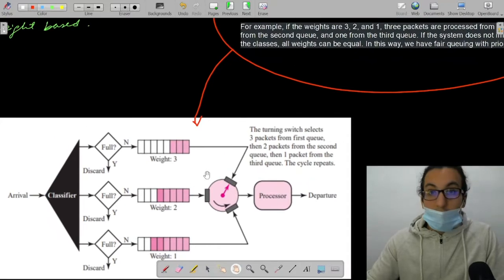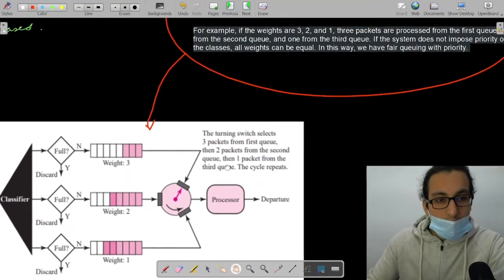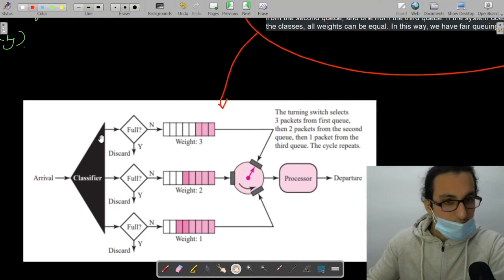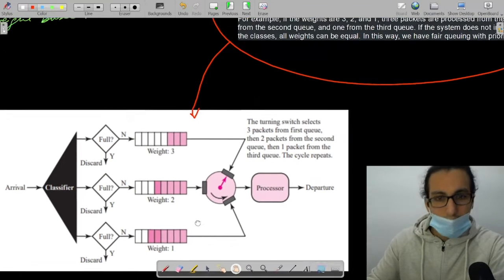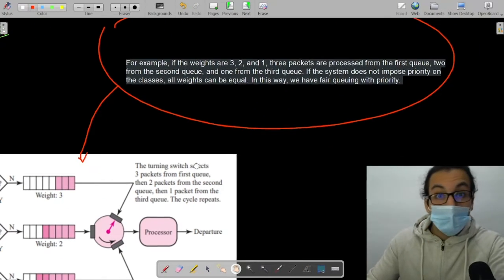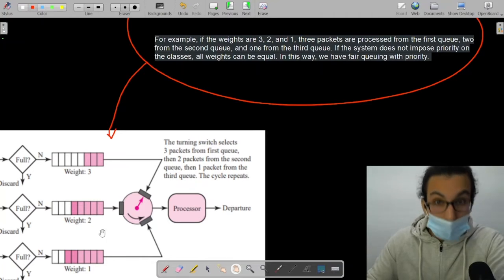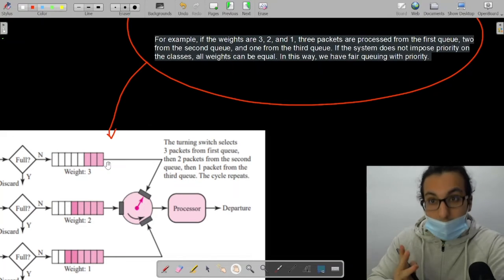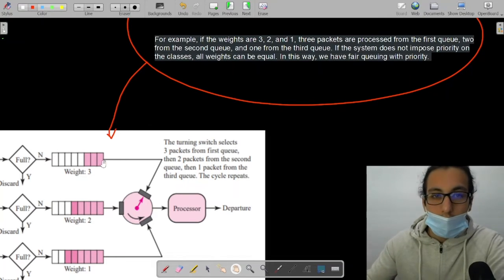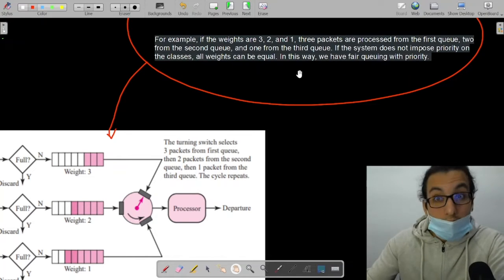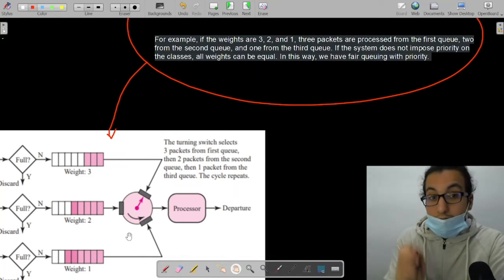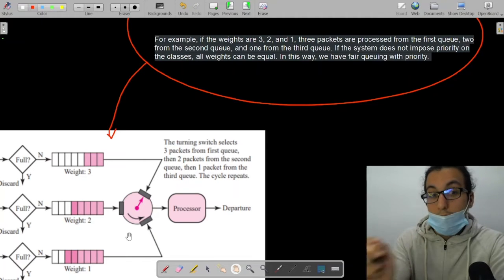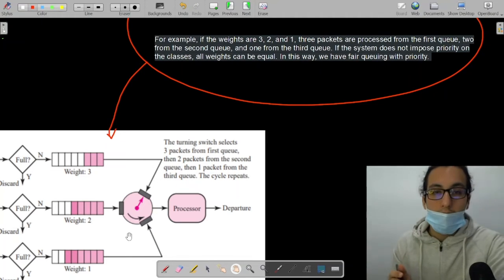And here what happens? So for example, this is the classifier. Packets arrive in the weight 3, 2, 1. So for example, if the weights are 3, 2 and 1, 3 packets are processed from the first queue at one time. Then 2 from the second, then 1 from the third. So every weight is getting an opportunity to go ahead.